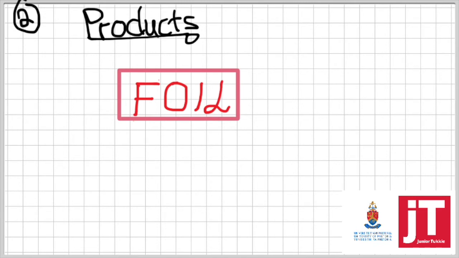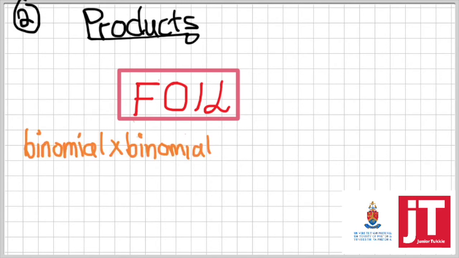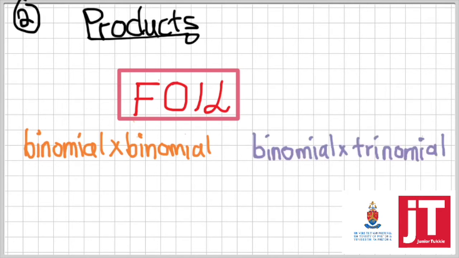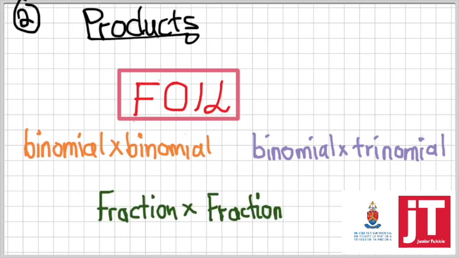We use foiling when you're multiplying a binomial to a binomial, or a binomial to a trinomial, and finally, fractions to fractions. Whenever you're multiplying any two fractions in grade 10, you mainly use the concept of foiling. So it's a very important concept. You would have done this and your teachers would have done a great job in teaching you guys.